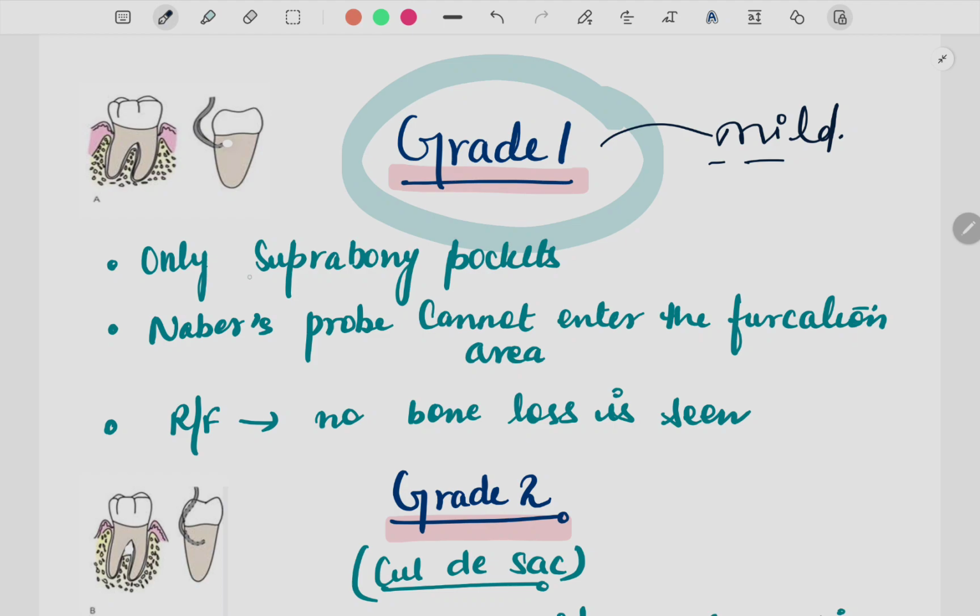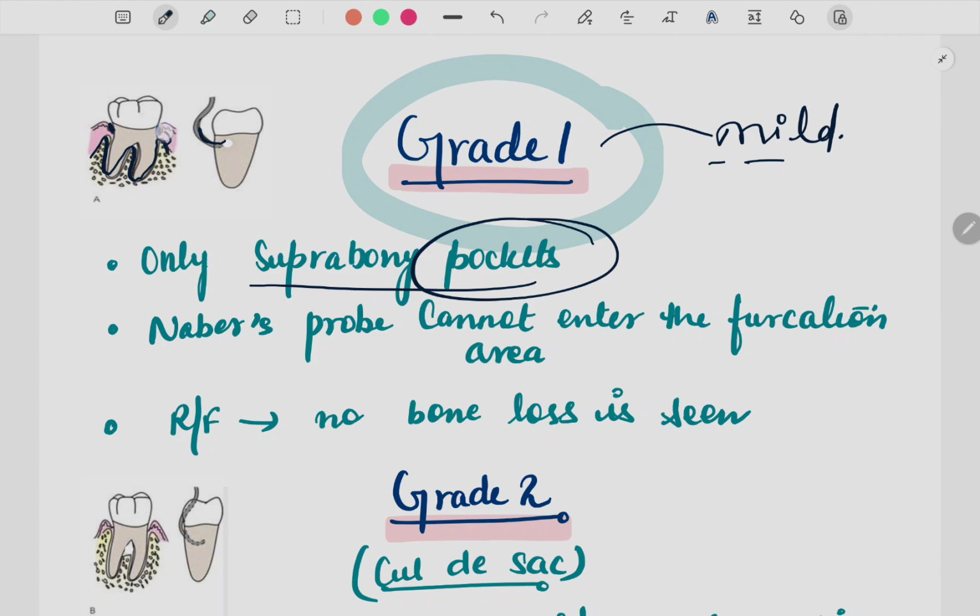So what happens, here you will have only suprabony pockets, okay? Only suprabony pockets are going to be present. When you put a Nabers probe in this area, the probe is not going to go inside the furcation area. As you can see in the picture, the bone is intact. There is no furcation involvement as such. It's just pockets which are present. Okay, you can see deep pockets which are present here, that are suprabony.